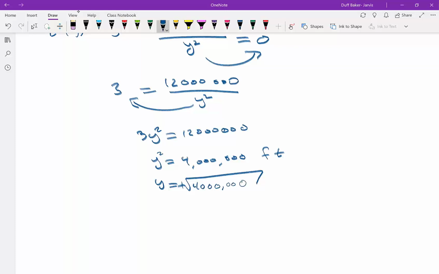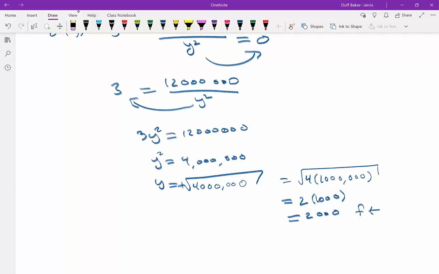Okay, and so if we think about this, this is really the square root of 4 times a million. And a million is 1,000 thousands. So this is 2 times 1,000, which is 2,000. Right, which is probably easier to see the other way, right? If you square 2,000, you'll get 4 and then an additional 3 zeros. So yeah, this is in terms of feet.